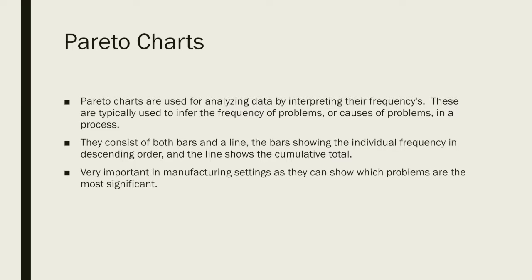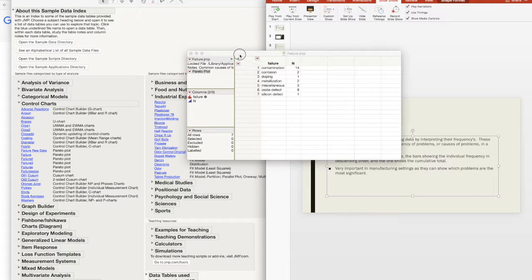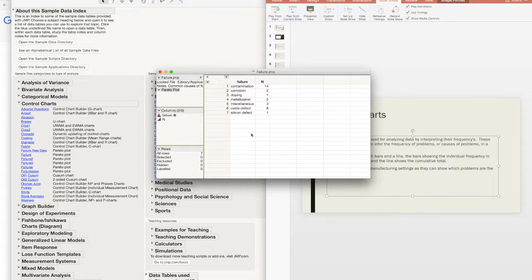What these charts will do is total them up by frequency, and the bars on the chart will represent the individual count for each problem, starting at the largest count going all the way down, and then the line on the chart will show the cumulative frequency. Just as a quick example, I have failure data, which has different types: contamination, corrosion, doping, metallization, miscellaneous, oxide defects, and silicon defects.